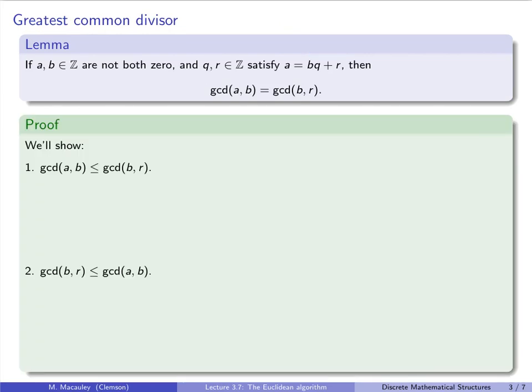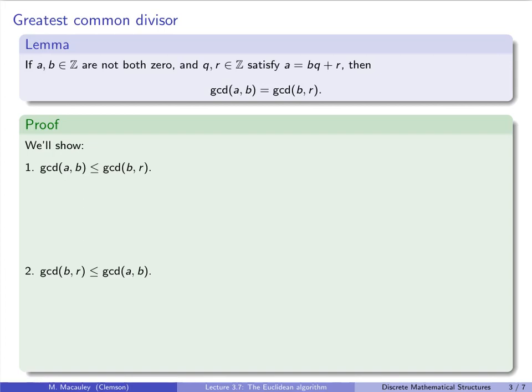Let's get started. To show the equality of these two numbers, the GCD of a and b, and of b and r, we'll show that the first number is less than or equal to the second one, and then vice versa. So to begin, let's show that the GCD of a and b is less than or equal to the GCD of b and r.